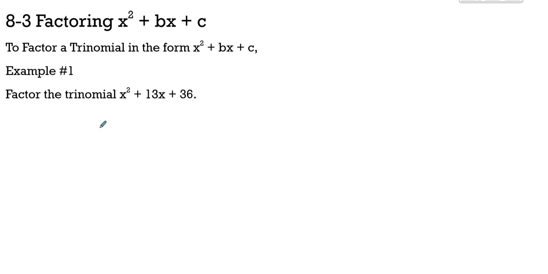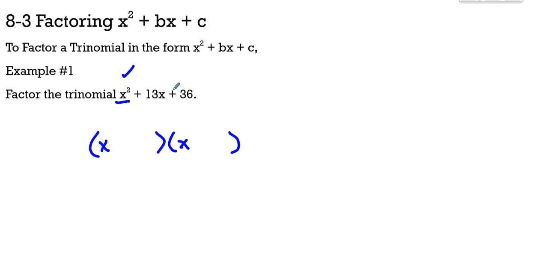Again, I'm looking at this and saying, okay, here's a trinomial. It's x squared plus 13x plus 36. There's no GCF, so I'm going to have to factor this a different way. I'm going to see if I can get it to work as the product of two binomials. I'm going to set up my binomials here. Well, if it's just x squared as the first term, I know that this is going to be x and this is going to be x. All right, so far so good. I've accounted for this.